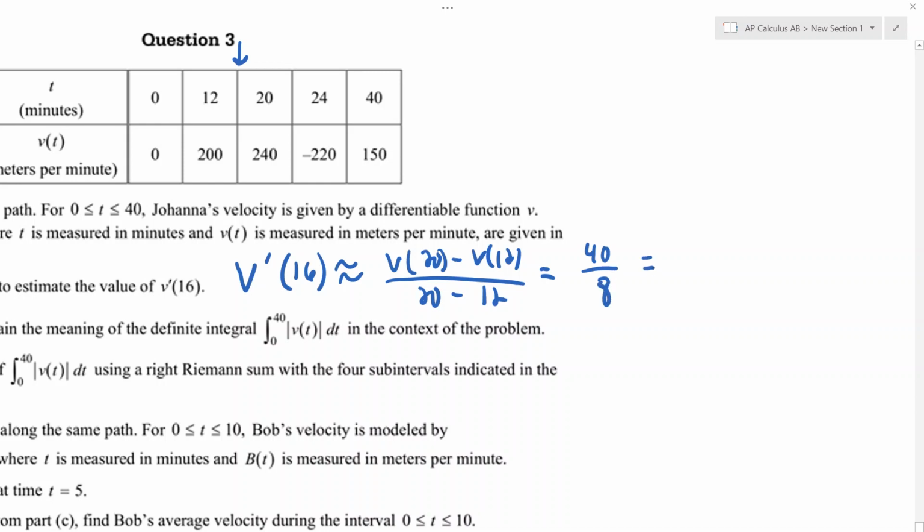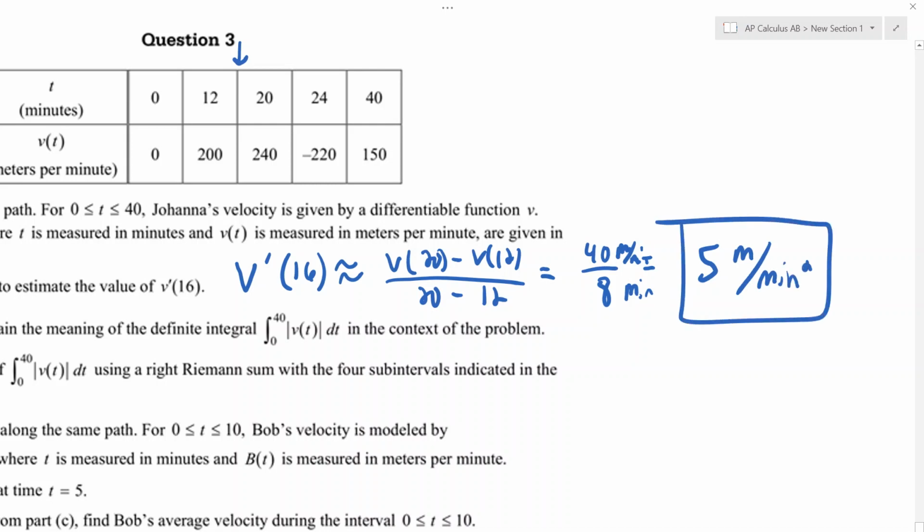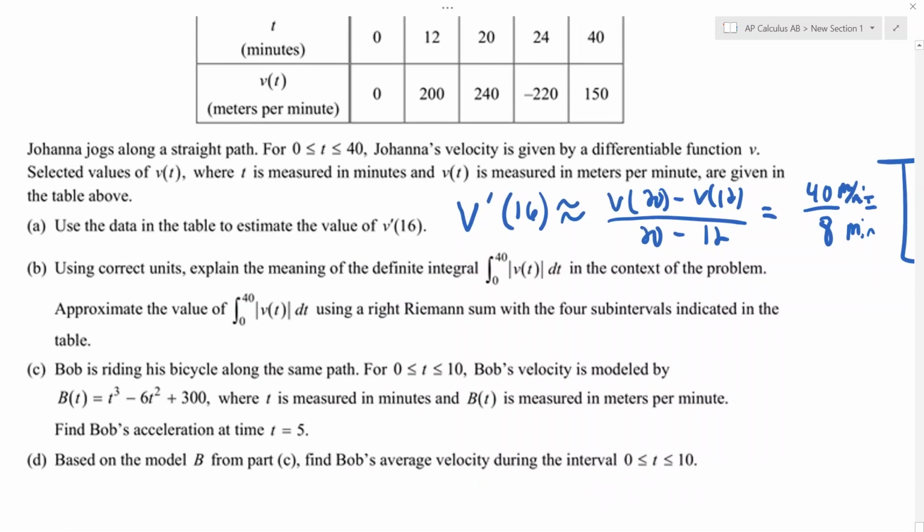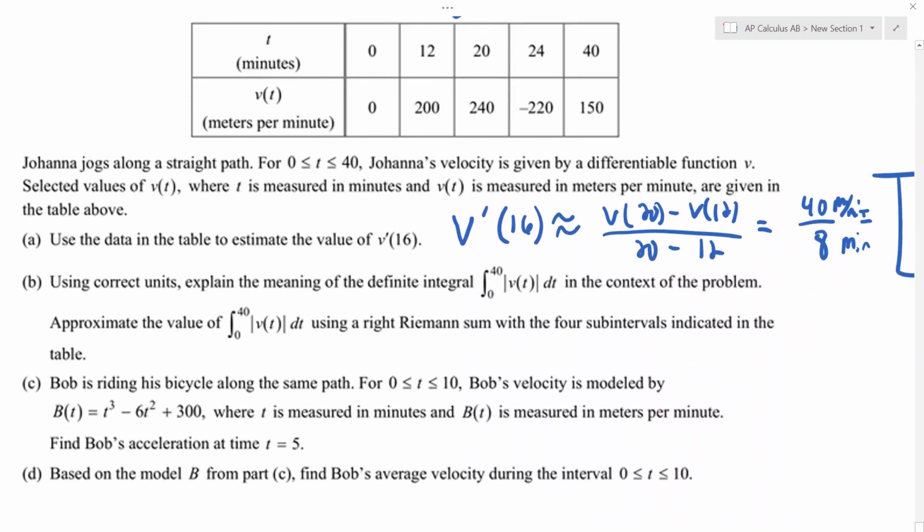which is 5. Now remember, the units on that 40 are meters per minute, and the units on that 8 are minutes. So this is 5 meters per minute squared. Okay, that's like a 1-point question, maybe a 2-point question, depending on the rest of the parts.